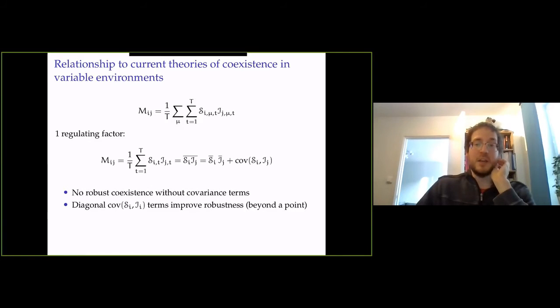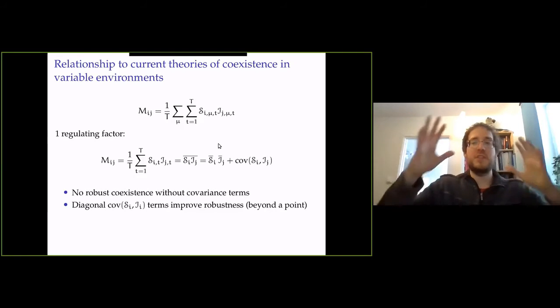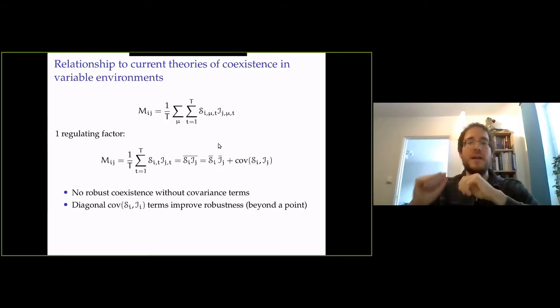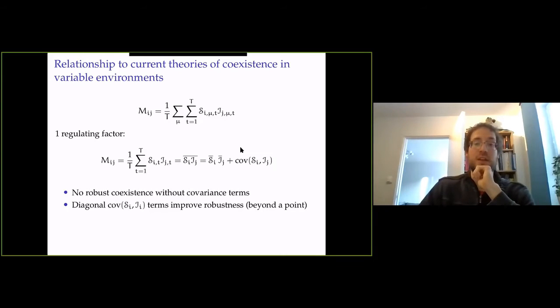That will add a constant to the diagonal of this matrix as a whole, and therefore, up to a point, improve the robustness of coexistence, because adding a constant to the diagonal of the matrix shifts the eigenvalue spectrum as a whole in one given direction, to the right if they're positive, to the left if they're negative, and therefore after a while it will bring them away from the imaginary axis. So up to a point, diagonal covariance terms improve robustness.